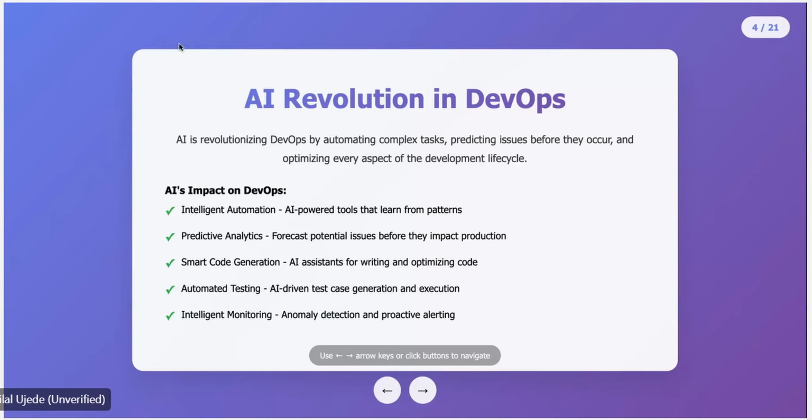Okay, so I will repeat one more time the AI revolution in DevOps. What exactly is happening with respect to AI, and especially in the DevOps team? The agenda of this entire session is to understand DevOps and the part of DevOps inside AI. There are certain impacts that have happened to DevOps, and I'll explain them one by one.